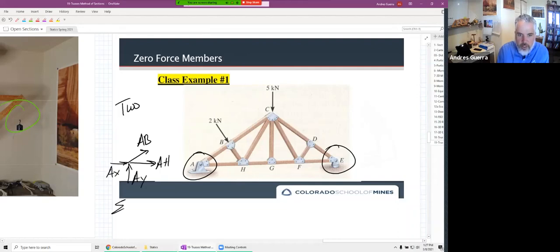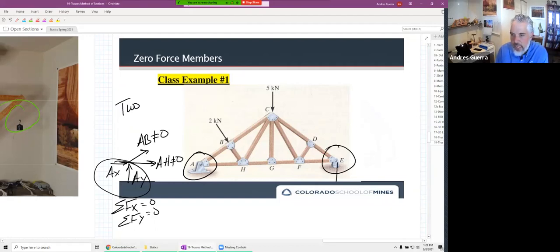Now, when I sum forces in the X and in the Y, even though I don't know what AX and AY are equal to, I'm not going to find a specific equation that says AB or AH are zero. So AB and AH are not zero force members, even though I identified that two meet right there. If I sum forces in the Y, AB is not going to be zero, and AH is also not going to be zero. Same thing will hold at E too.